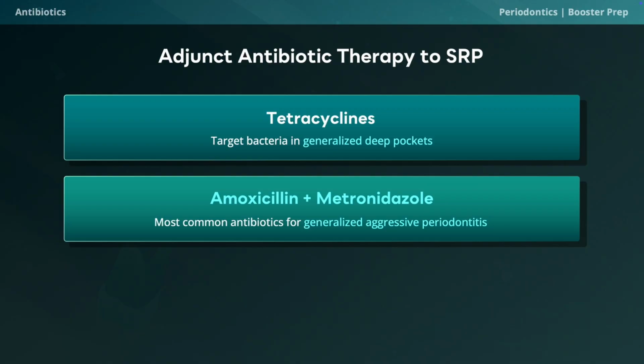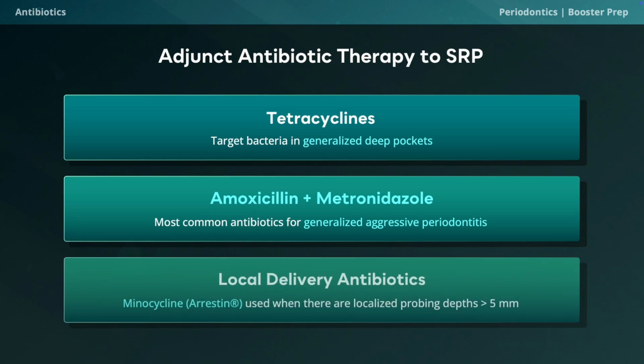The last one I want you to know is a minocycline called Arestin. This is a local delivery antibiotic, and it's used when there are localized probing depths greater than 5 that are not healing. So a minocycline is a form of tetracycline. Hopefully that doesn't confuse you, but unlike taking doxycycline for generalized periodontitis to reduce the host inflammatory response, Arestin, which is a minocycline, is local and it's antibacterial. It targets the bacteria themselves.